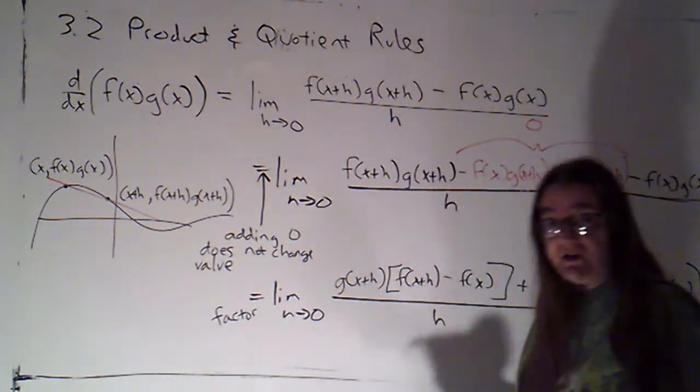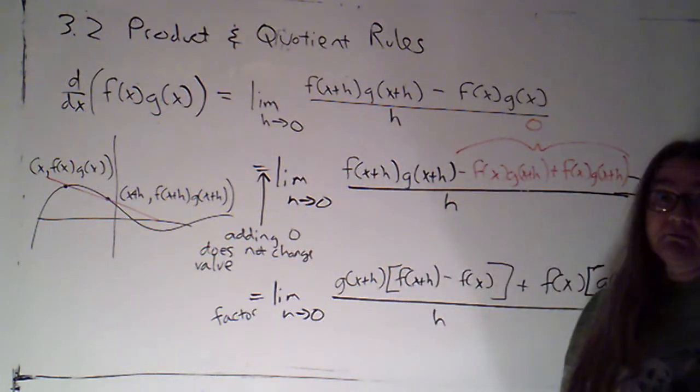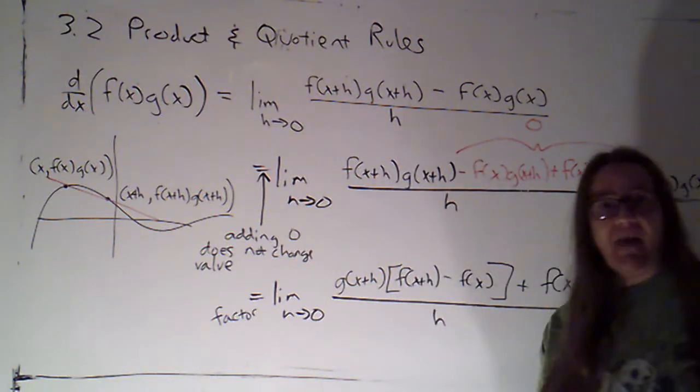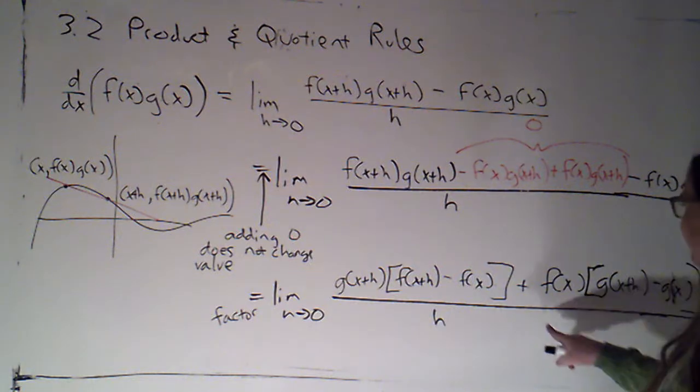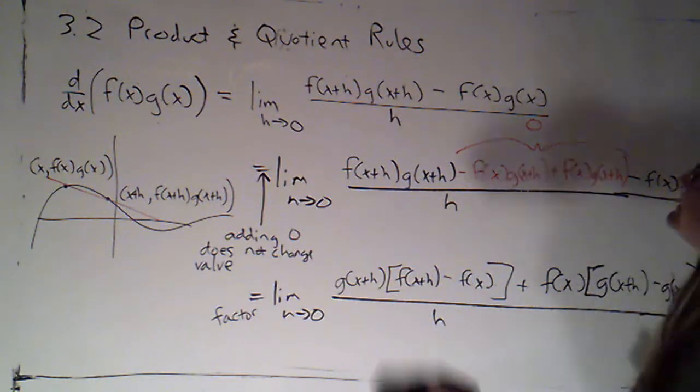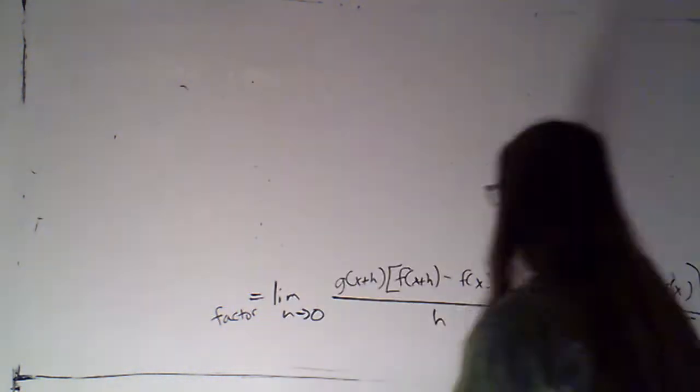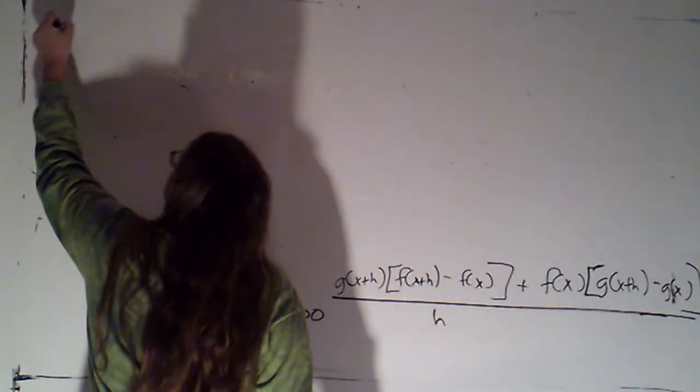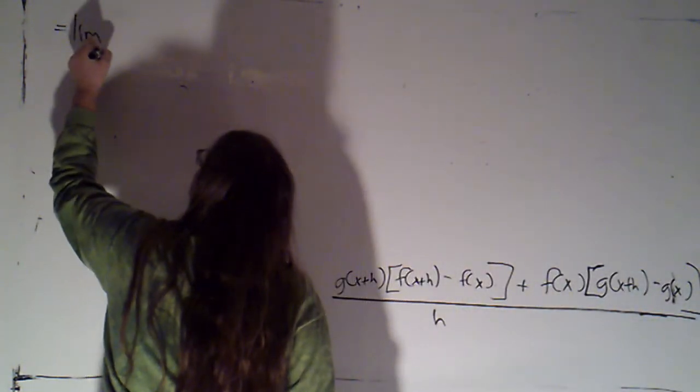So here my reason is just I factored. I did some algebra, and algebra is always legal in a math class. Okay, so now I want to simplify this a bit further. We're going to jump to the top of the board and say this is the limit as h goes to 0.